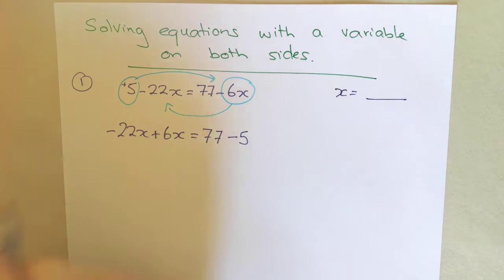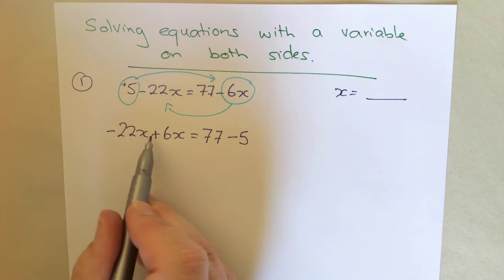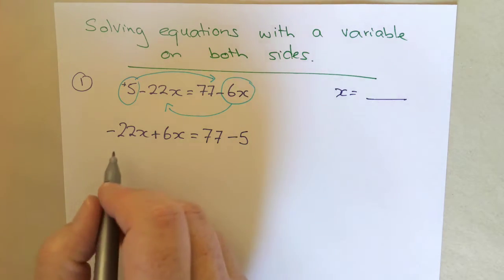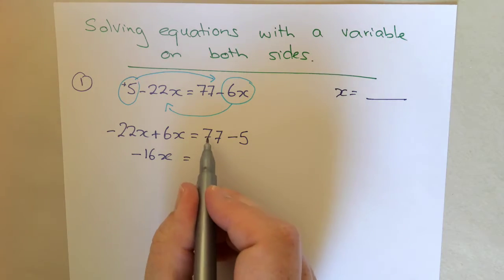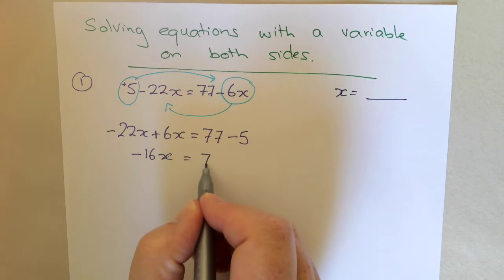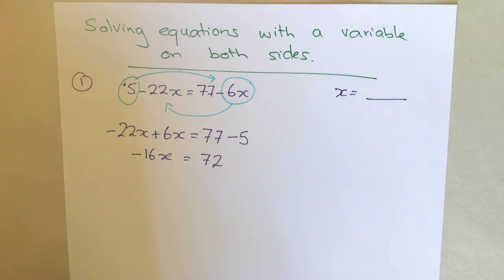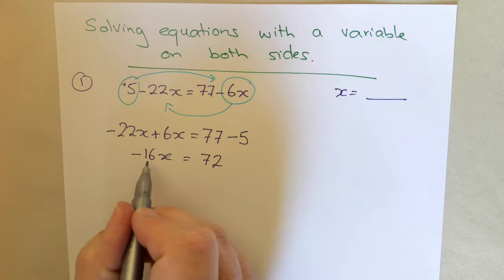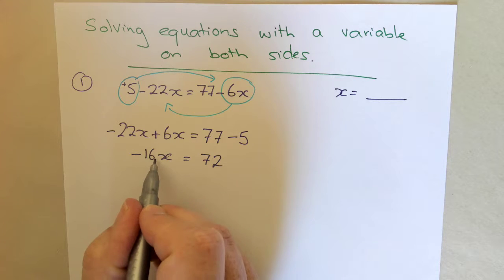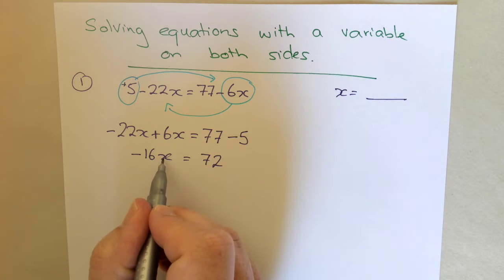Now I can do some simplifying. So negative 22x plus 6x, so negative 22 plus 6 is going to take me to negative 16x, and 77 take away 5 gives me 72. So I'm getting close. Now I just need to get rid of this negative 16 in front of the x. So remember when I write that, that's negative 16 times x. We're just lazy and don't write the times, but that's what it means.